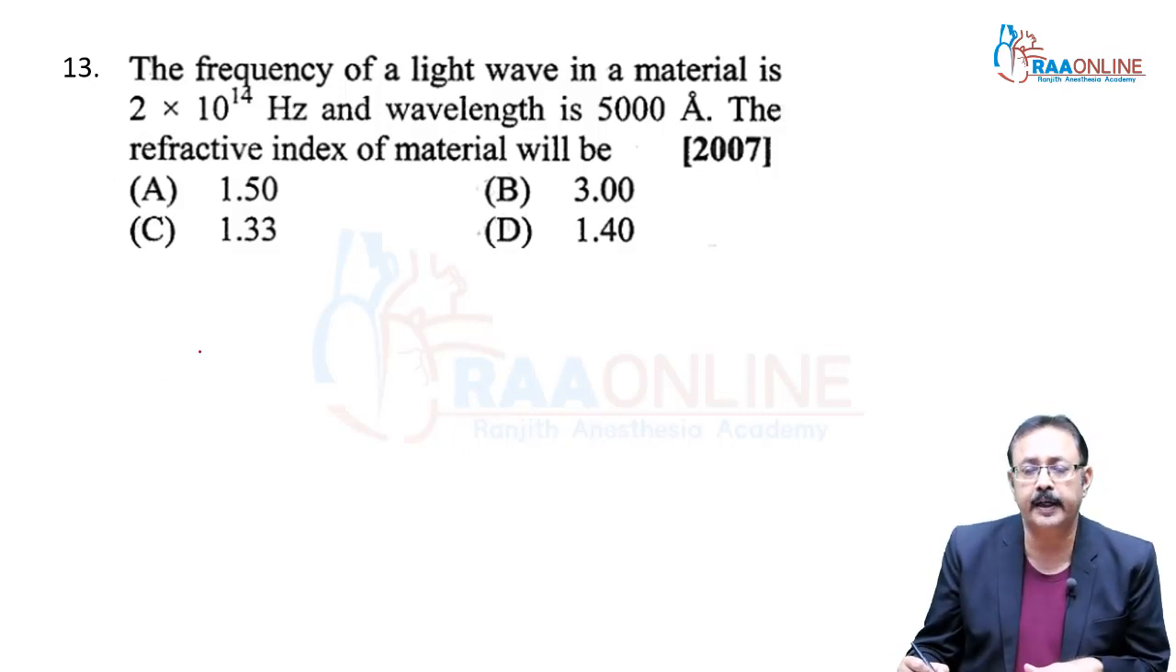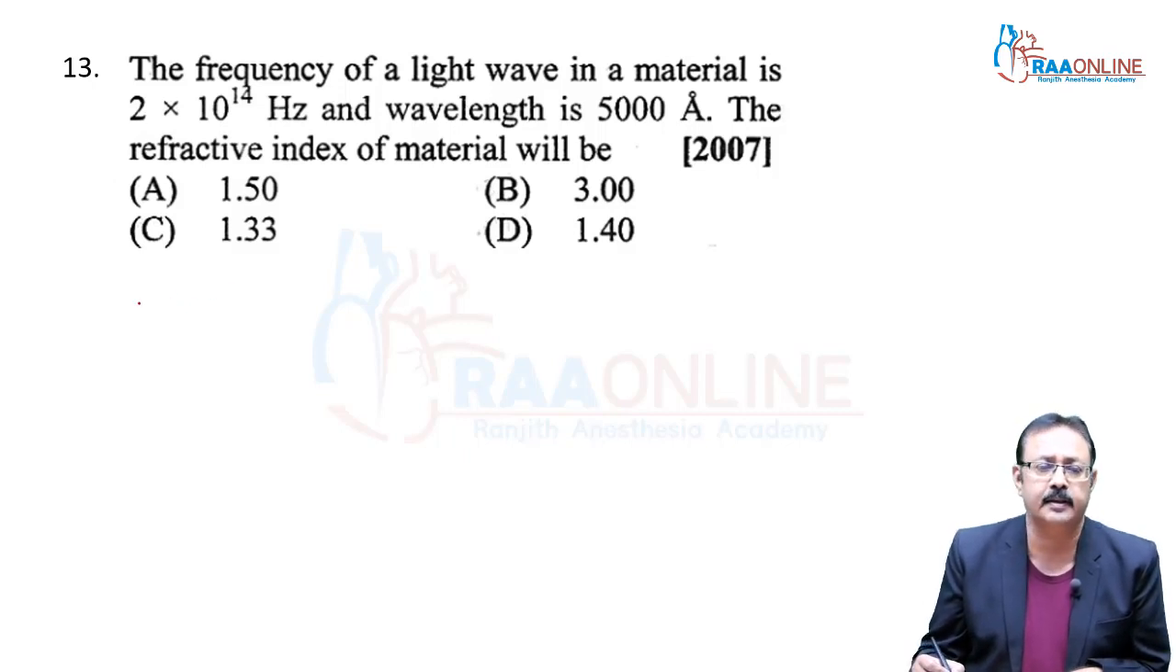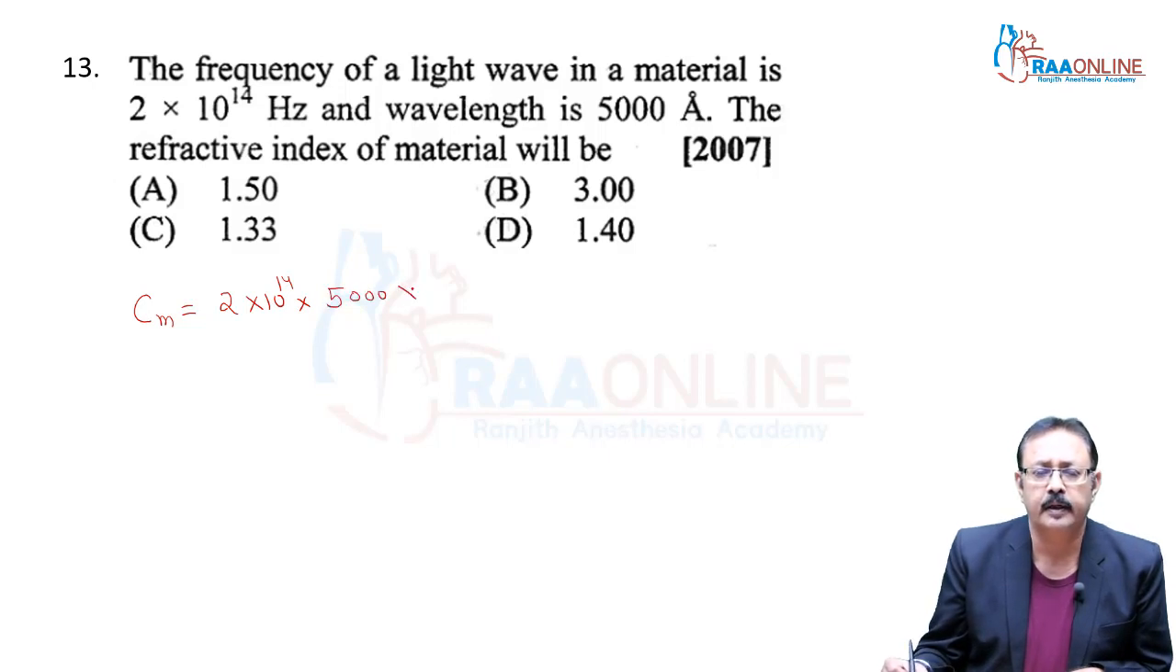But when they are saying the wavelength is 5000 angstrom and the frequency of a light wave in a material is this, and wavelength is this, you can calculate the speed of light in the medium. V is equal to nλ. Frequency is 2 into 10 to the power 14 and lambda in this medium is 5000 angstrom, which means 5 into 10 to the power minus 7 meter.